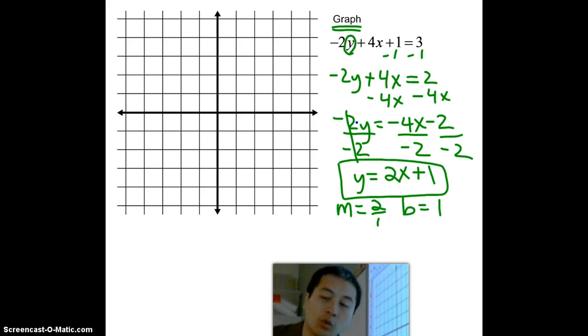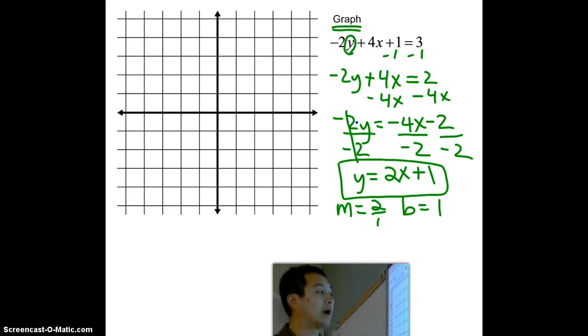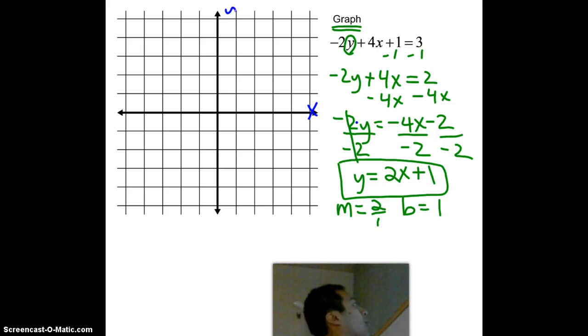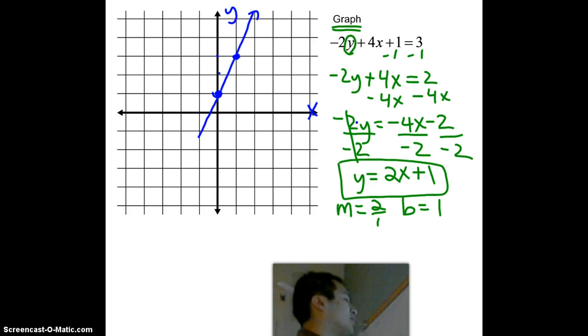Now graphing this, where do I start? I start with b on the y-intercept. Once again, b on the y, then I go my slope. My slope says 2. 2 where? 2 up, 1 to the right. So from here I go 2 up, 1 to the right. I graph my second dot. I connect the dots and make my line. Make it straight, and then you're done. That's how you graph a line.